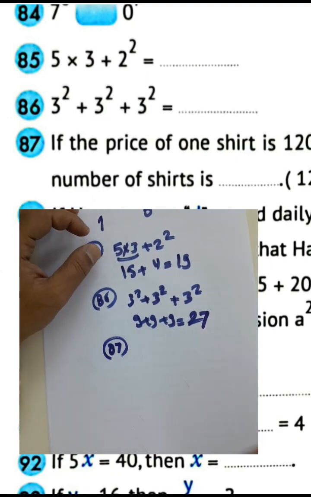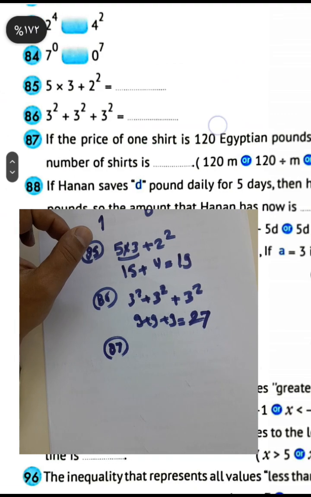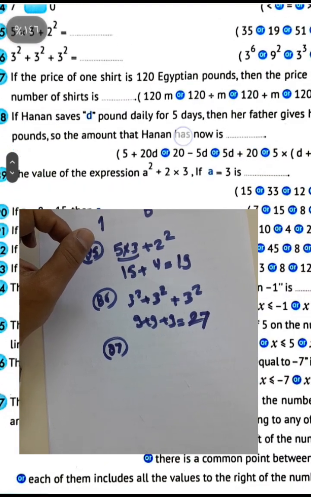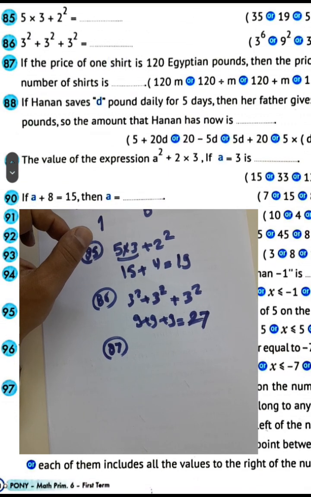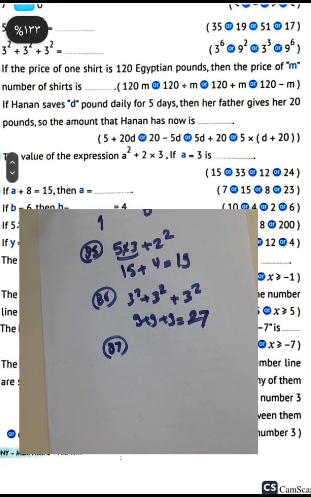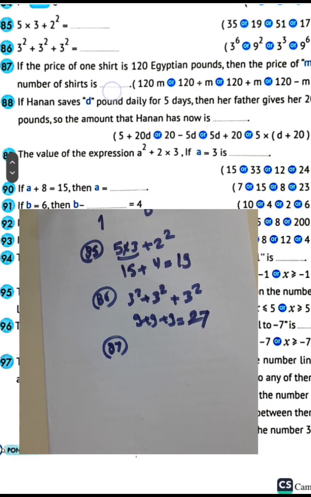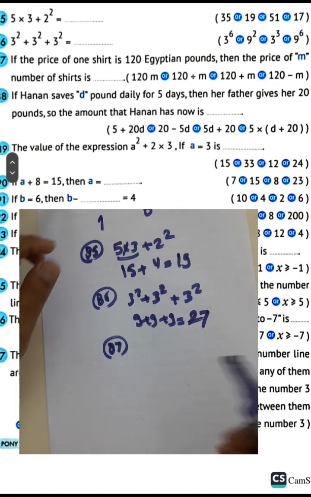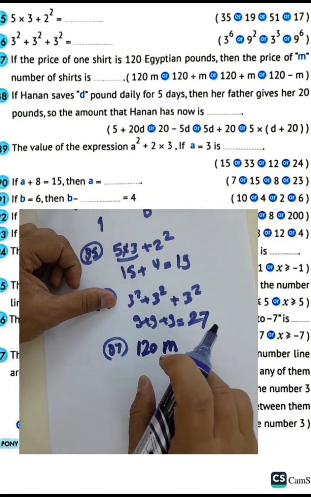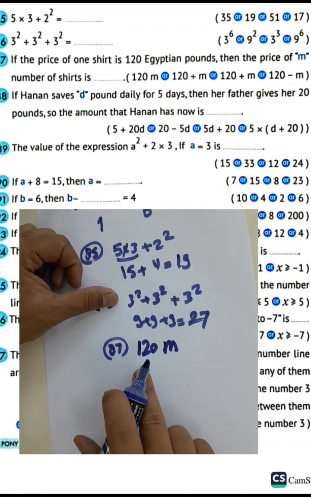Question 87. If the price of one shirt is 120 Egyptian pounds, then the price of m number of shirts is blank. We can find the total by multiplication. The price of each one, 120, by the number of shirts. Then the result will be 120m.